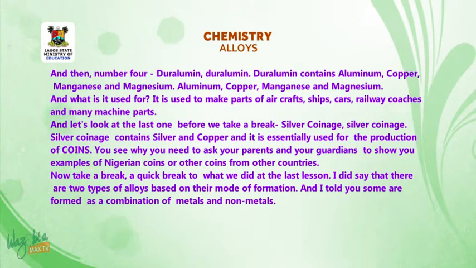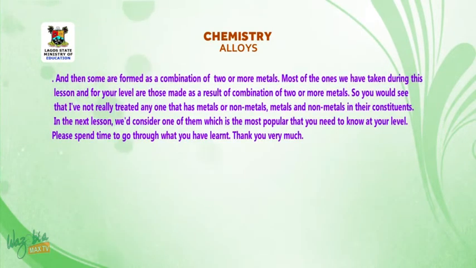Now take a quick break to what we did at the last lesson. I did say that there are two types of alloys based on their mode of formation, and I told you some are formed as a combination of metals and non-metals, and then some are formed as a combination of two or more metals. Most of the ones we are taking during this lesson and for your level are those made as a result of combination of two or more metals.